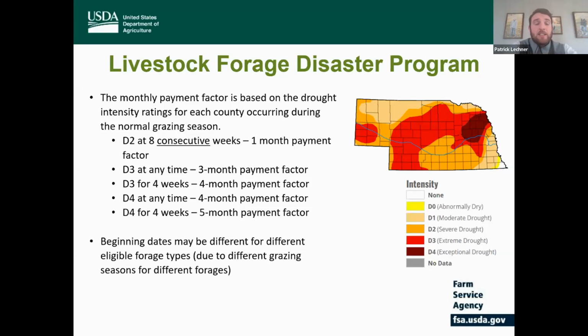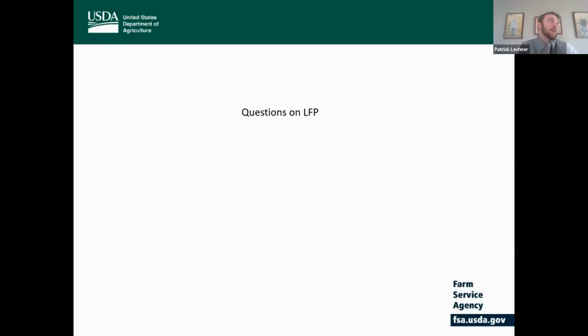Beginning dates of the grazing seasons may differ, whether we're looking at native and improved pasture, which has one grazing season, but we also have a small grains grazing season. So you may see some different dates that qualify payment factors, some different dates of when we start to implement these programs. That's a really high-level overview of LFP. Just wanted to make sure we got the information out there generally of how the triggering mechanism works and the payment factors, and I'll pass it over to you, Brad, if there are any questions.